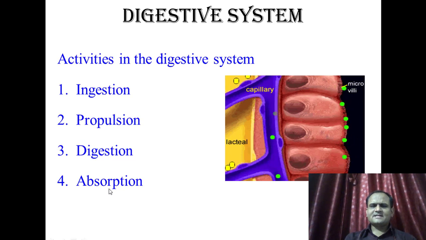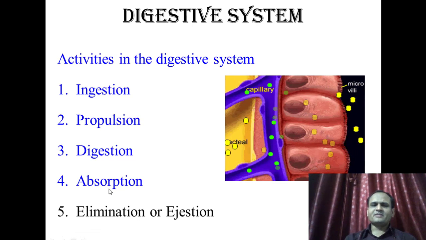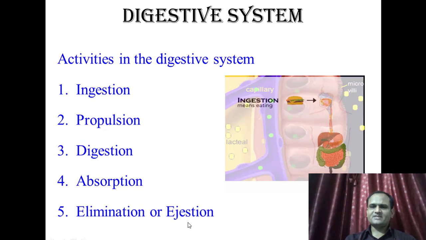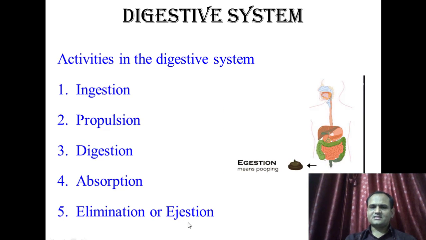Is that all the activities involved in the digestive system? No. One more activity in which the digestive system is involved is elimination, or egestion. Once the digestion is over, many food particles are still undigested. Once the absorption is over, many food particles are still unabsorbed. So the undigested and unabsorbed food particles are eliminated with the help of the digestive system in the form of feces. So these are all the activities in which our digestive system is involved.